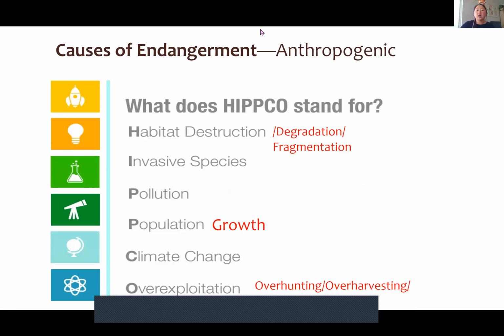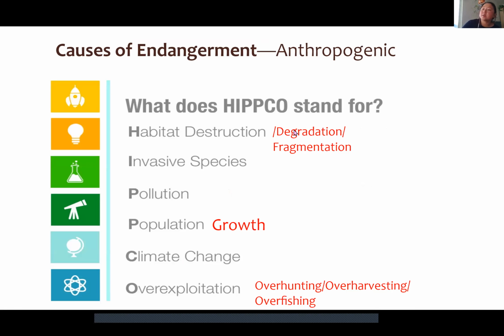So what causes endangerment? There's a couple of things, and one of the acronyms they want you to memorize is HIPCO. HIPCO stands for habitat destruction, invasive species, pollution, population growth, climate change, overexploitation. And I think they mean exploitation of resources. So these are some things to keep in mind.